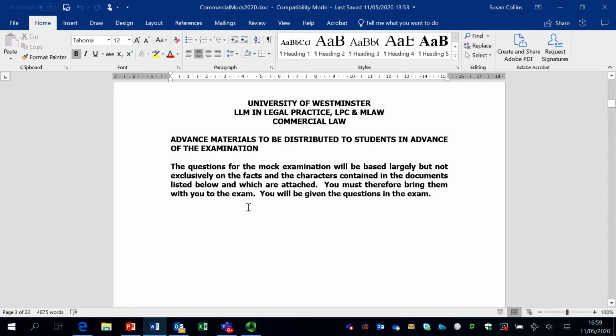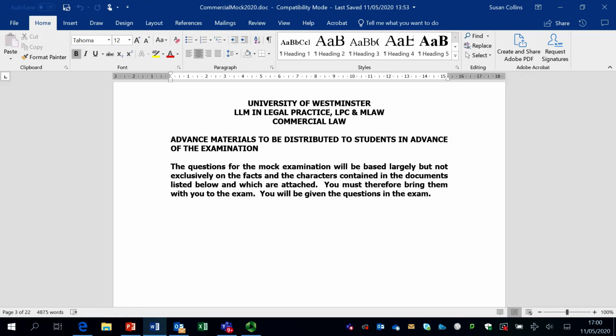I alluded to this earlier when I was talking about the slides. The questions will be based largely, but not exclusively, on these facts. So there may be additional facts and information in the exam itself. But you need, of course, to have the advance to hand during the exam, and to have made sure you've gone over them carefully in advance. People often do not. And of course, you need to be able to refer to the detail that's in the advance when you're answering the question.